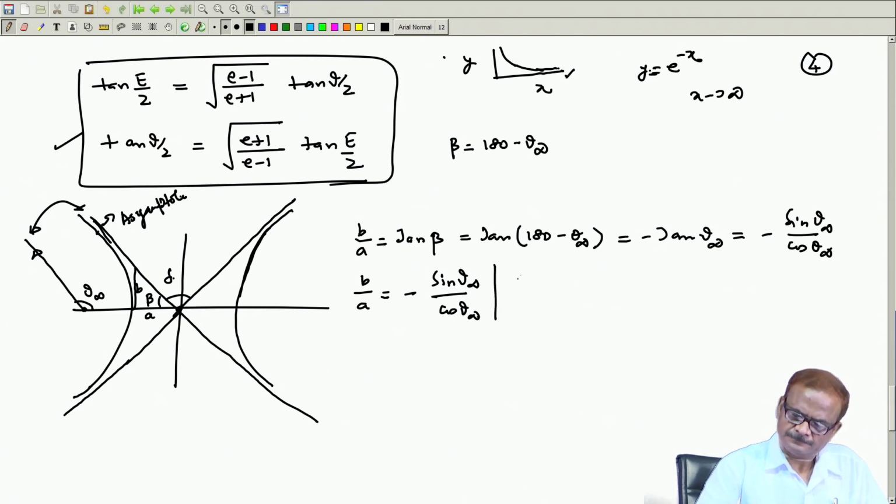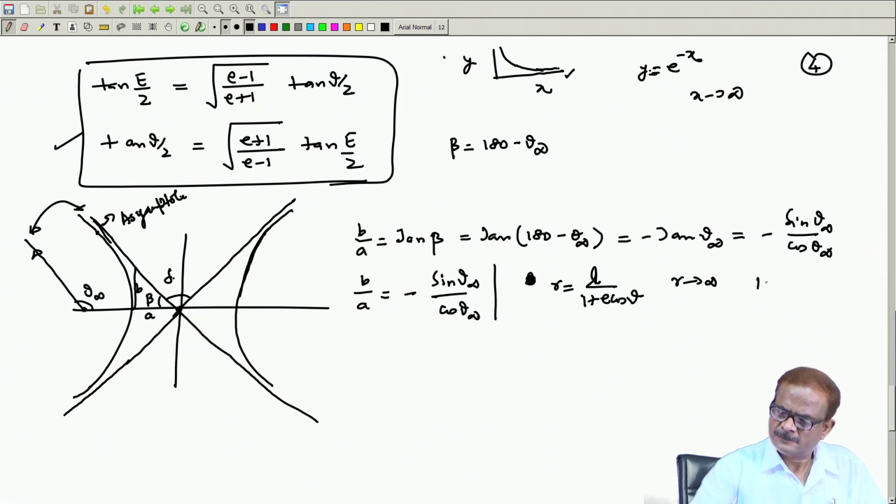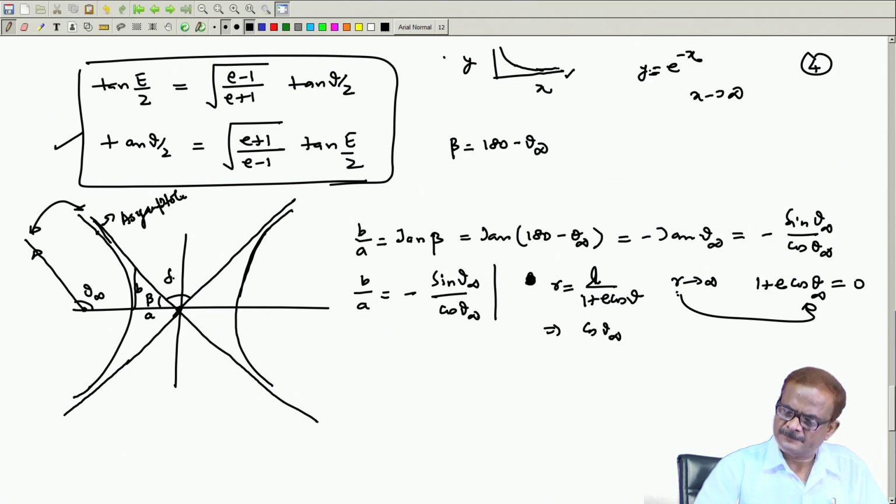For the hyperbola, for the conic section, we write r equal to l divided by 1 plus e cos theta. In this equation, as r tends to infinity, theta becomes theta infinity. When r tends to infinity, this theta is referring to this part. So 1 plus e cos theta becomes 0, and this implies cos theta infinity equals minus 1 by e.